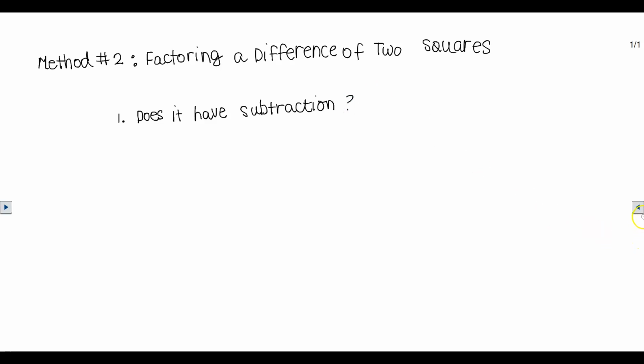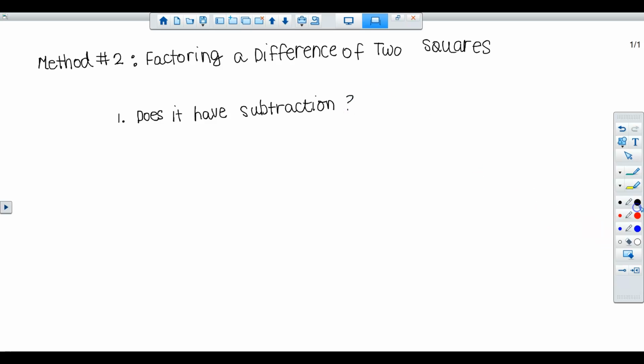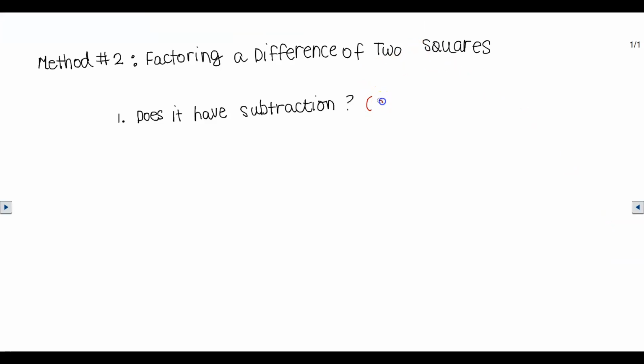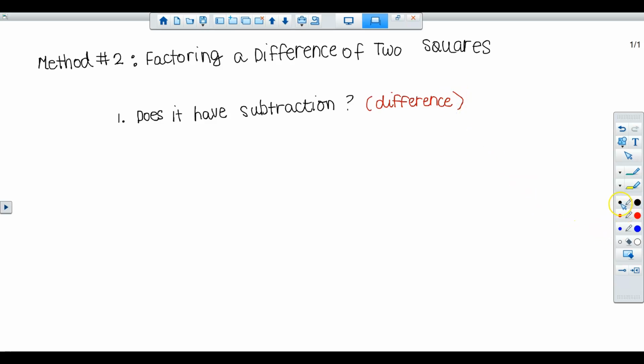And you know, the reason that we're going to want these things to have subtraction is because notice that the very first word in this is difference. And you all know that a difference is the answer to a subtraction problem. So if you want to know if something is a difference of two squares, the first thing you need to look for is, does it have subtraction?